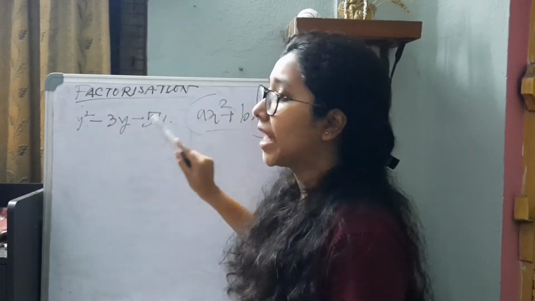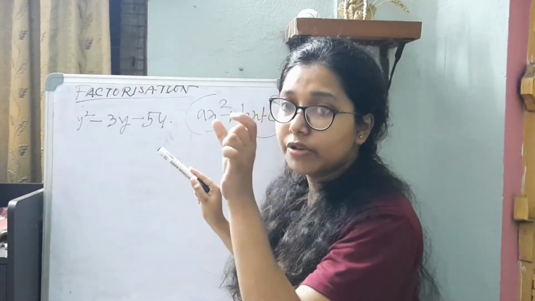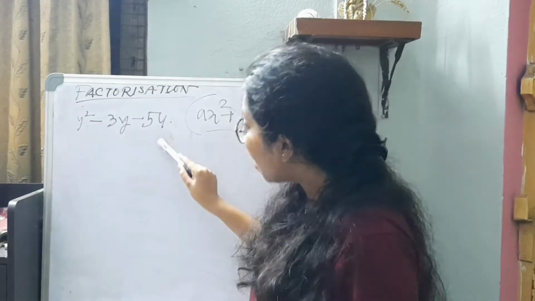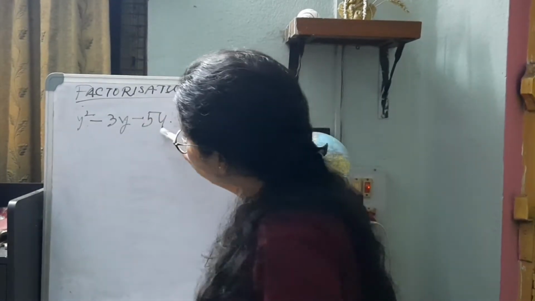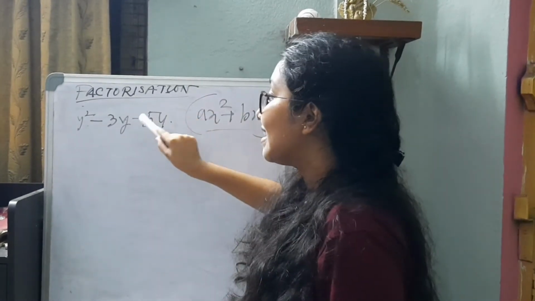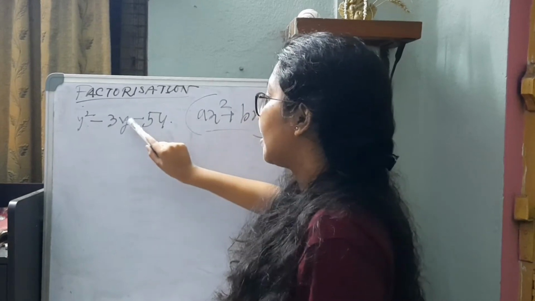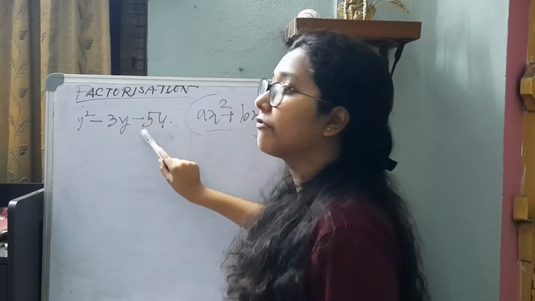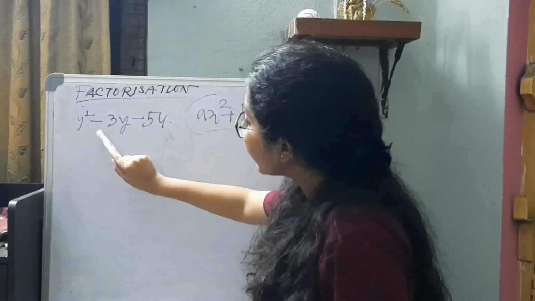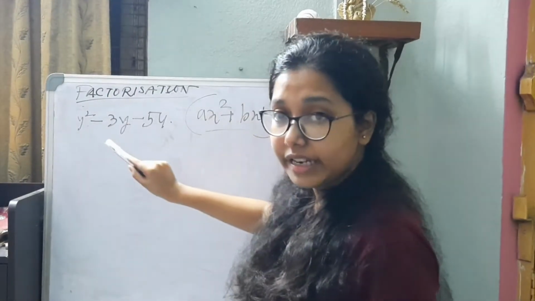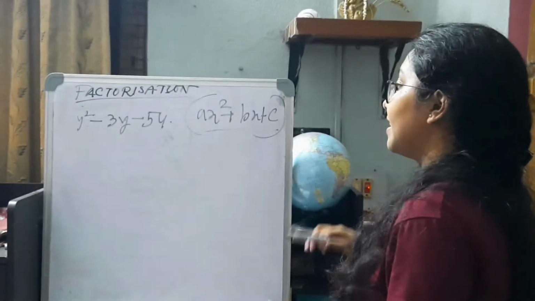Always remember that you cannot take only the absolute value, only the magnitude. You have to consider the sign in both the cases. I repeat, consider the sign, that is you have to treat it as minus 54 only and treat this as minus 3 only. So consider the sign and then check it out.